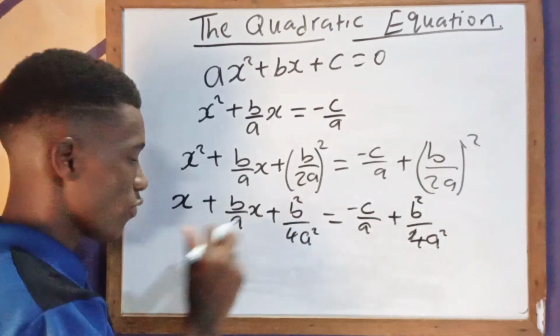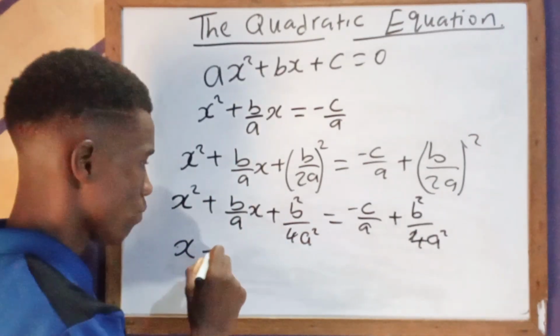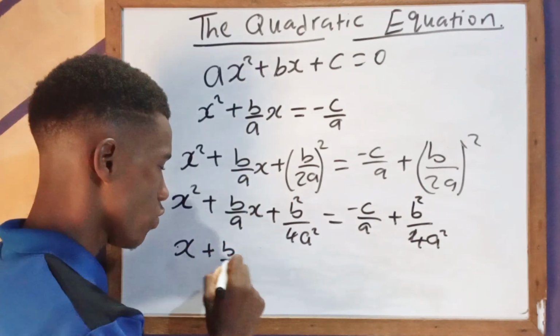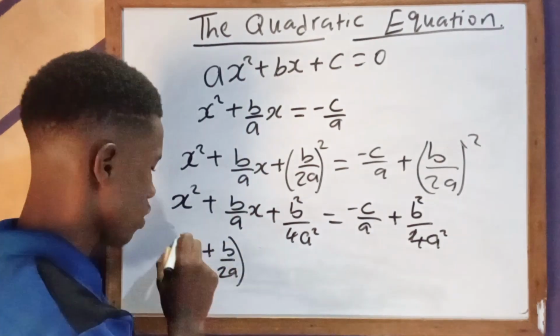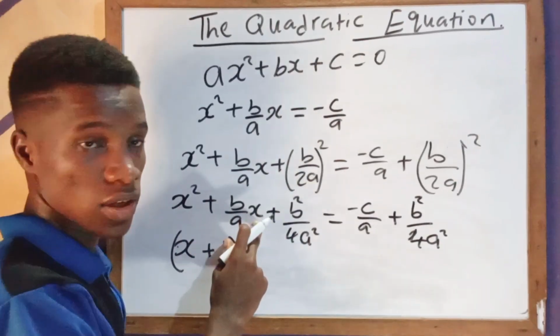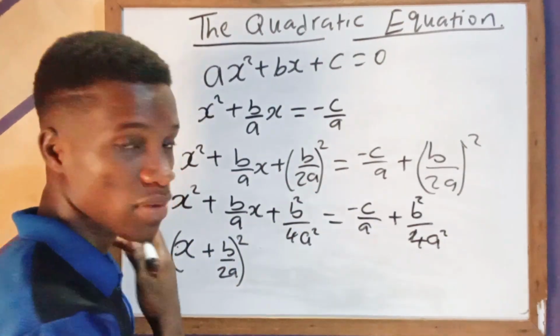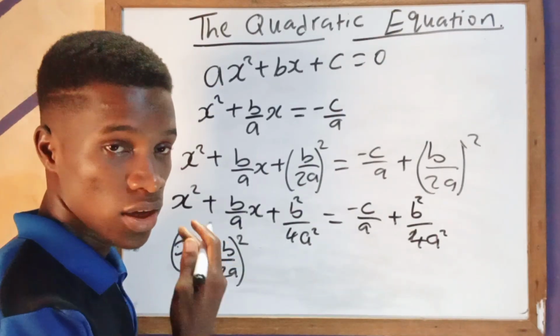And when we factorize, what do we have? x plus b over 2a, squared. When we expand this square, we see that we are coming back to this, and this is actually completing the square. So we have completed this square by writing this as a perfect square. The left hand side is now a perfect square.